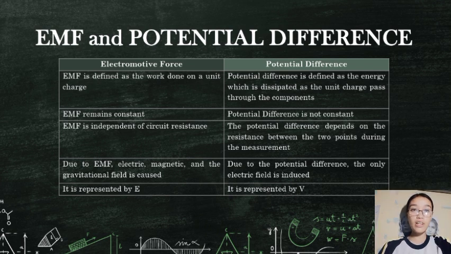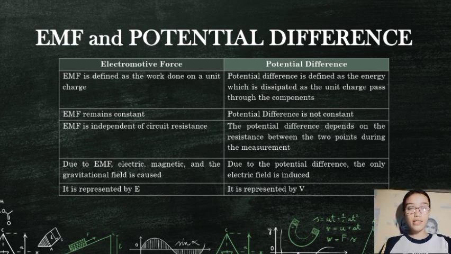To further differentiate the electromotive force and the potential difference, we have here a table in our presentation. You should read it because you can further understand why they are so different. In terms of their symbols, they are different but they have the same unit. And their origin is not the same, but in another way, they also have some similarities. So, just read this table and you will further understand why they are so different from each other.